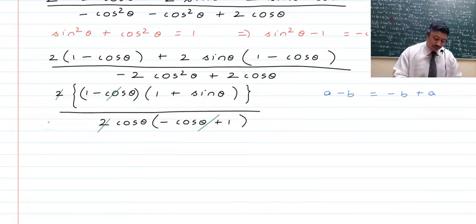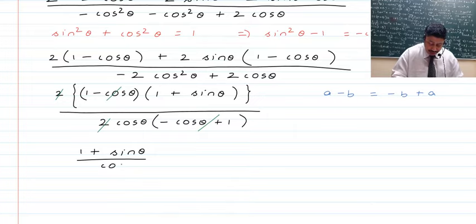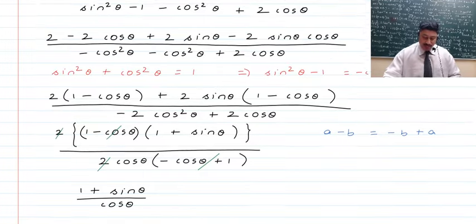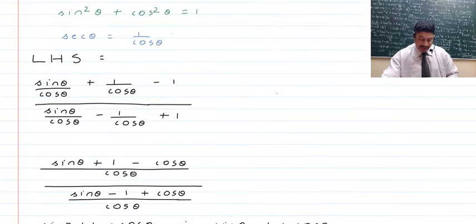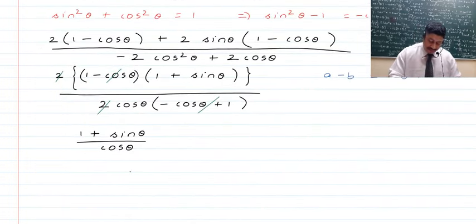Obviously 2 is also going to get cancelled. As such, we will just be left with 1 plus sine theta divided by cos theta. And let's quickly check what we have on the right hand side. On the right hand side also we have 1 plus sine theta upon cos theta, and therefore we can say that this is equal to the right hand side, and thus the sum stands proved.